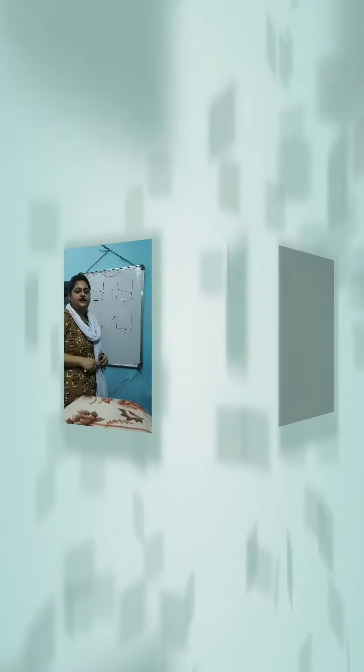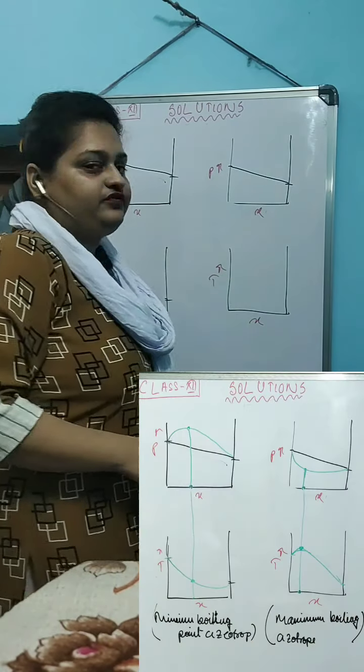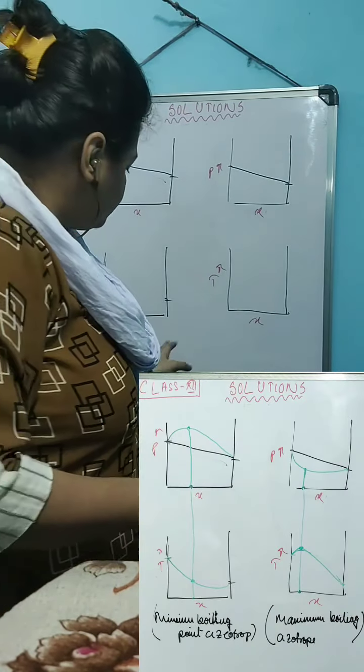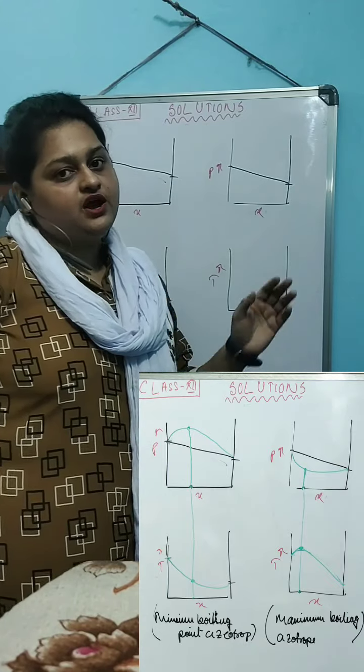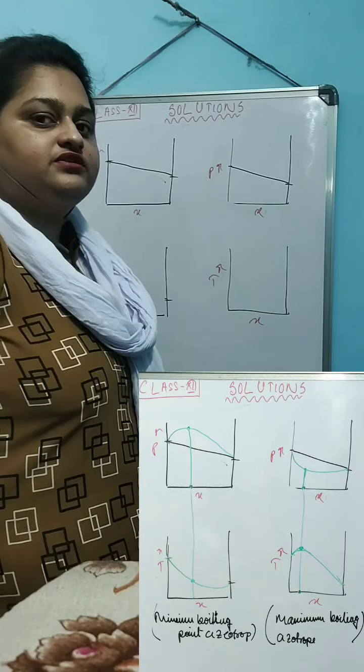There are four plots that I had drawn on the board. The first two plots are the mole fraction versus partial pressure plots. The last two plots are the mole fraction versus temperature plots. This plot we have already discussed in Raoult's law.